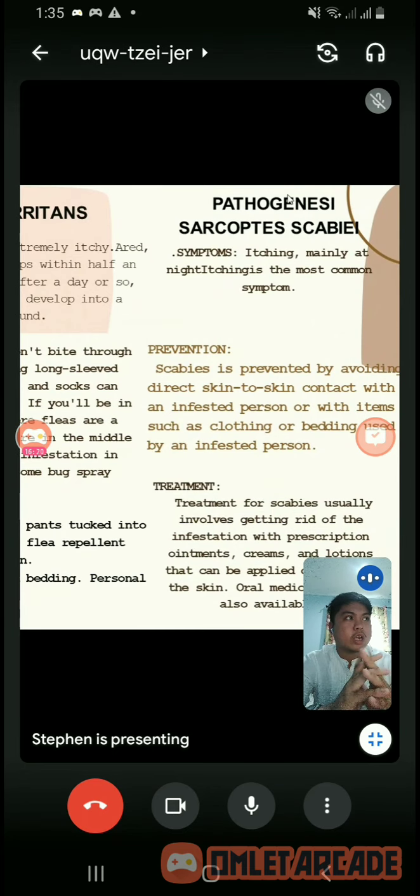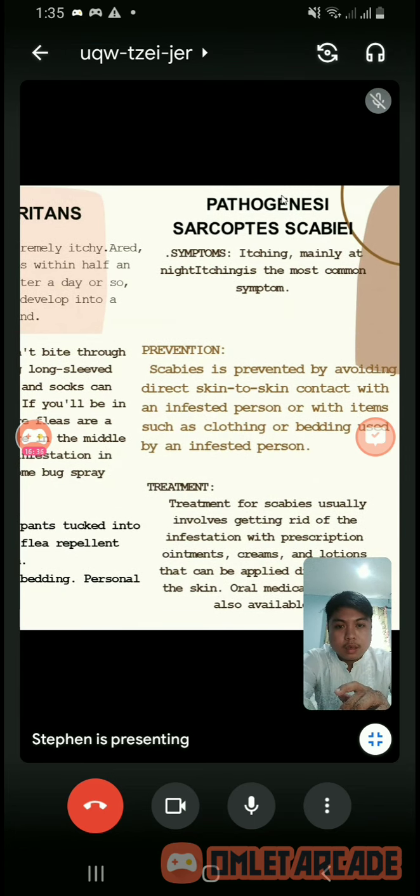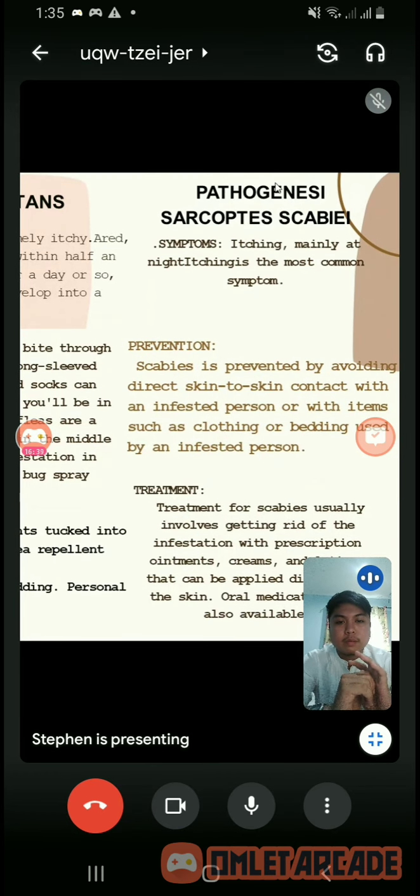Pathogenesis of Sarcoptes scabiei. Simptomas ito, itching, mainly at night. Itchiness is the most common symptom. So, lahat naman nangangati, kuto, alisa, lahat naman nangangati yan. Pero ito, kakaibang level na to. Talagang napakakati. Prevention: scabies is prevented by avoiding direct skin-to-skin contact with an infested person. So, avoid natin yung mga tao na, I may not say na may sakit, pero may ganitong kaso ng sitwasyon, may galis, kasi nakakaawa siya.